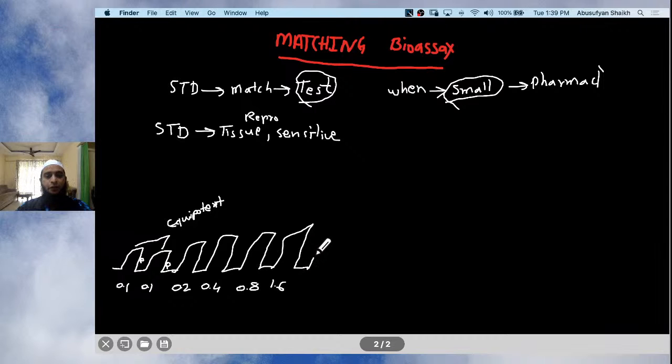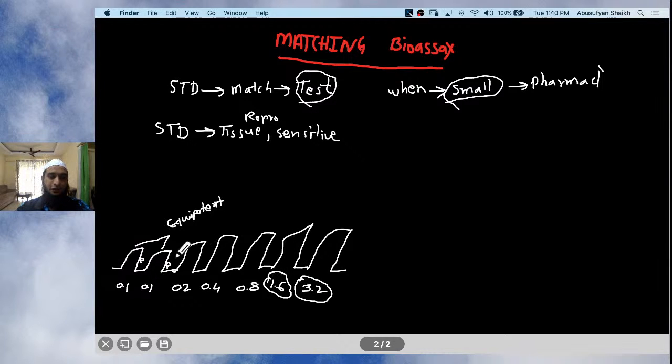Now you have given the next dose. Suppose you have given the next dose, that is of the 3.2, and you have observed their response. When you observe the response of the 3.2, you have seen that the response of the 1.6 and the response of 3.2 are similar. Means there is no increase in the response observed at the dose of 3.2 as compared to the response of 1.6, isn't it?